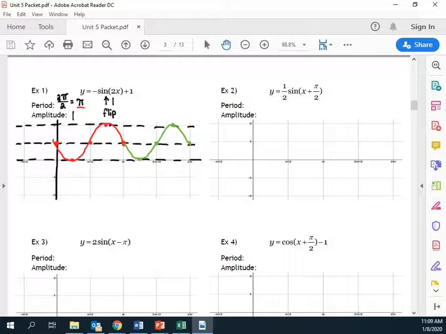All right, let's move on to the next one. You don't have to draw it, if you don't want to. All right, so let's go look at this. What's the period here? So, it's the period of this one. So what does B equal to here, guys? 1.